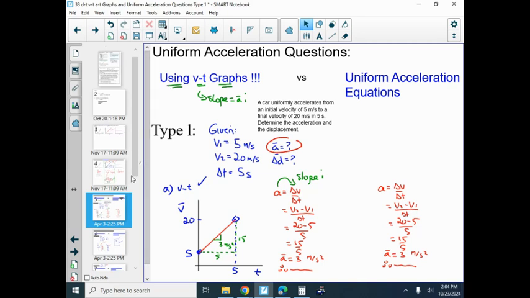But it really is the exact same work, right? So using uniform acceleration equations, well, yeah, this is an equation. It works. We don't have to talk about slope. Okay, so it's the same stuff either way.